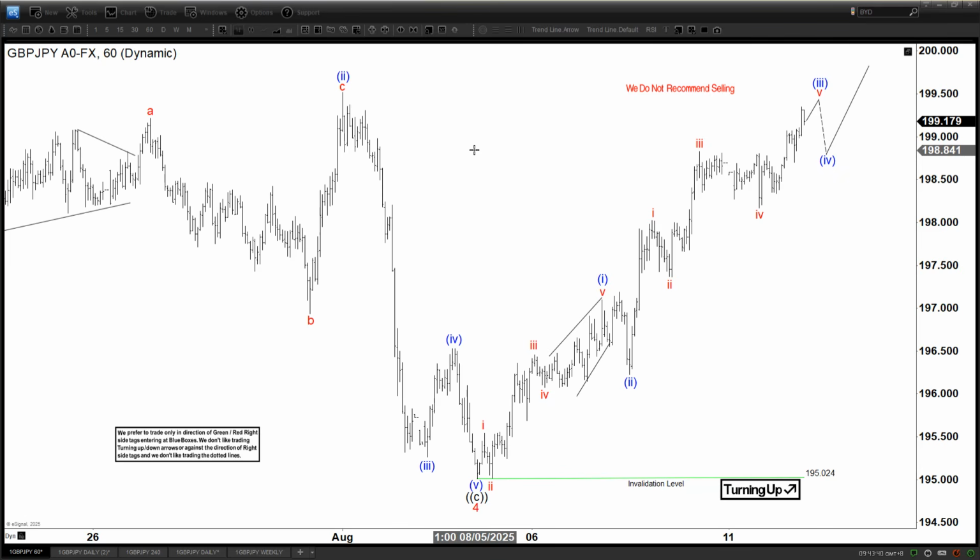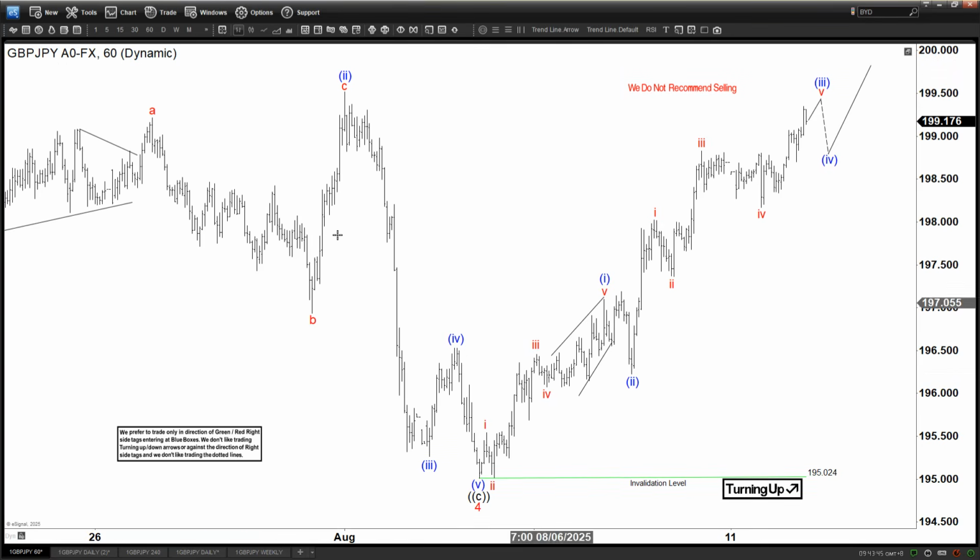Today is August the 12th and the chart of the day is pound yen on the 60 minutes time frame. We are currently in an impulsive structure. As you can see, we ended wave 4 in the minor degree at 195 and then started to rally higher again. So we are now within wave 5, and this is the rally that started from the April 2025 low. The same low you see across the market, whether you're looking at the indices, USD or the yen, and they all either top or bottom in the April 2025 low.